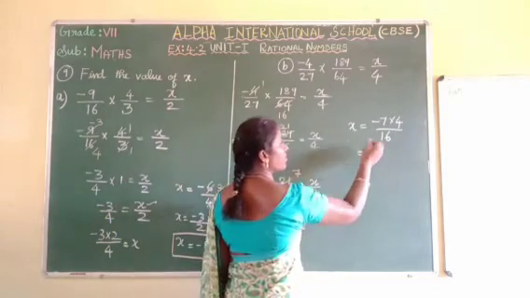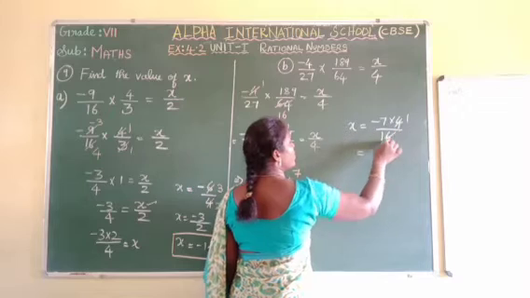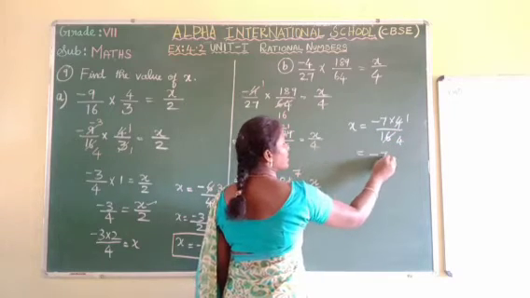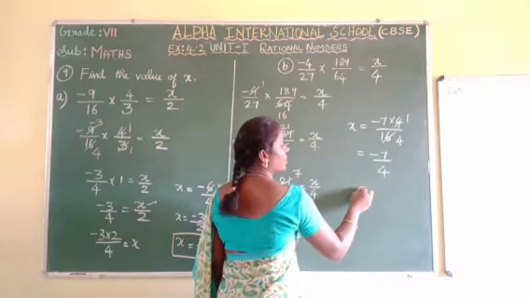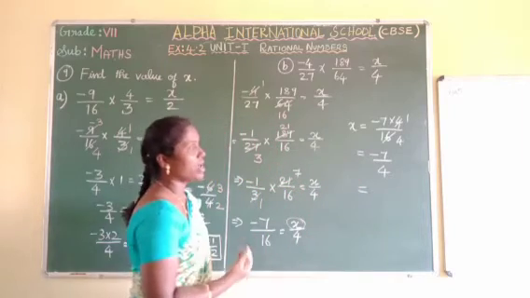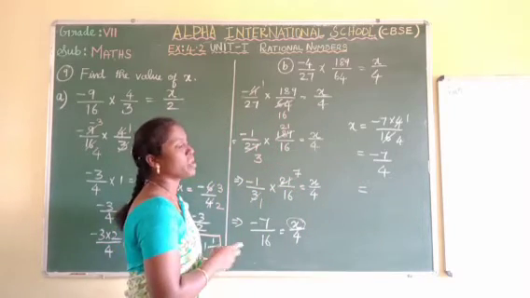Simplify this because we have one number to simplify. 1 4 is 4. 4 4s are 16. So the answer is minus 7 by 4. But it is an improper fraction. Whenever you have a fraction as the answer, check whether it is proper or improper.